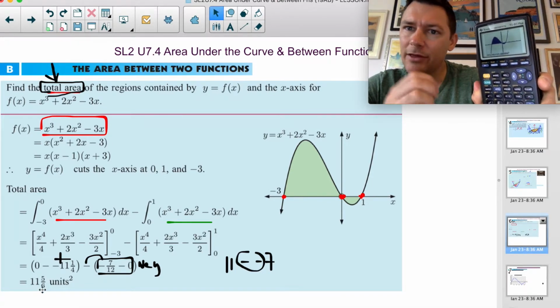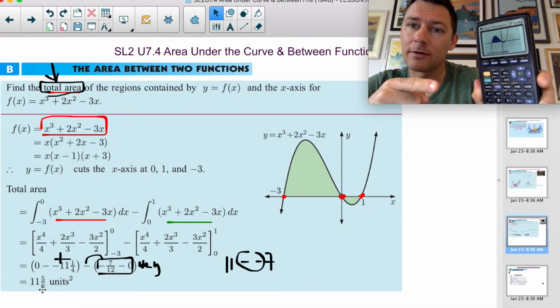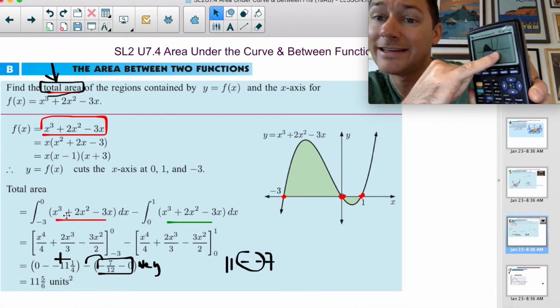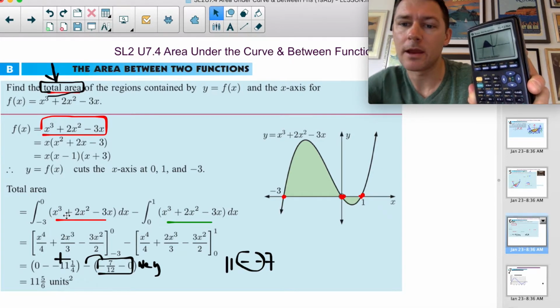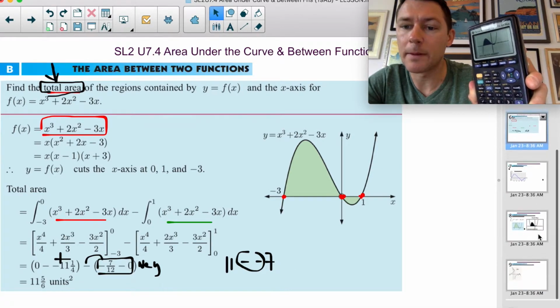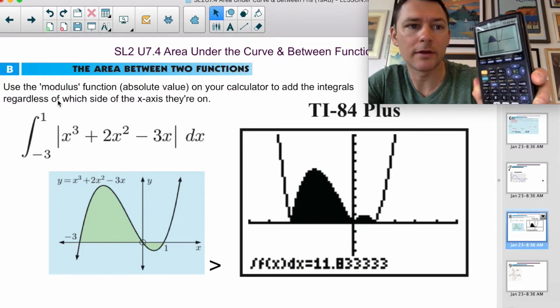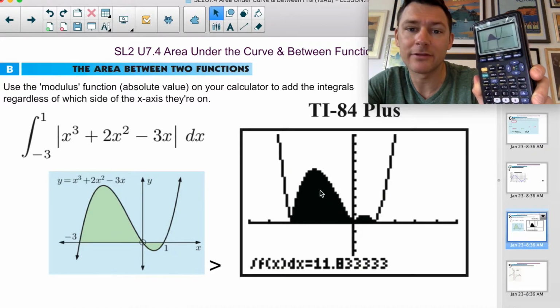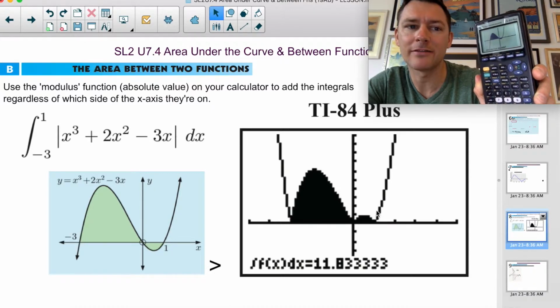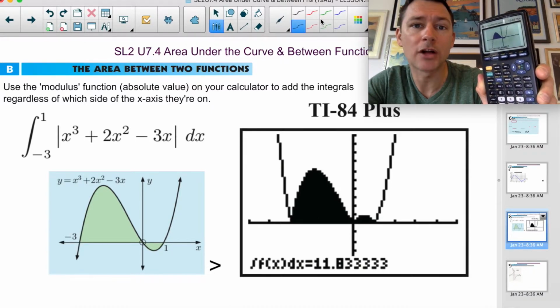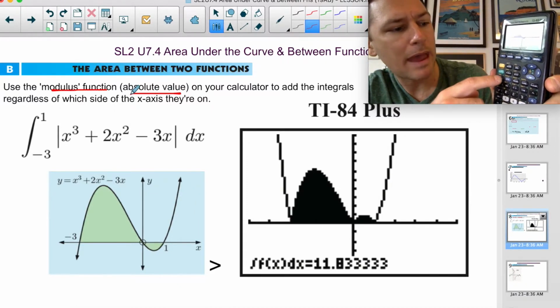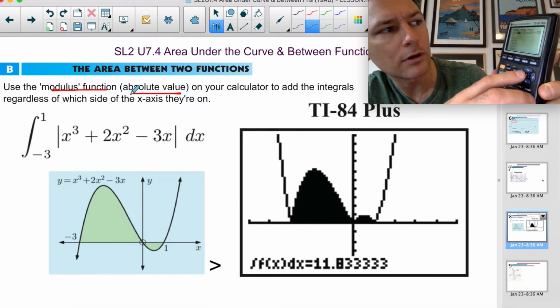So the calculator's adding the two pieces together, but it's integrating this top portion and subtracting that bottom portion, right? If you want them to actually add the two up, you have to have a positive area here and a positive area there, and so you're going to use the modulus function. Modulus, its absolute value, right? You find that with math, so you'd have to reinsert all of this.